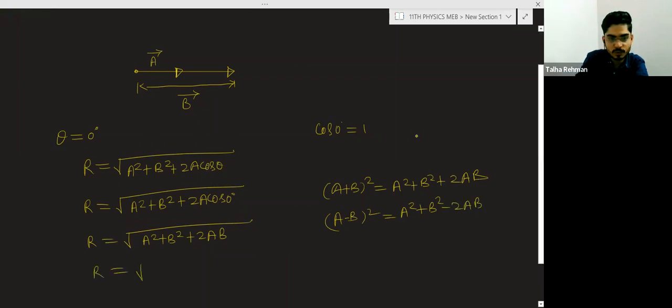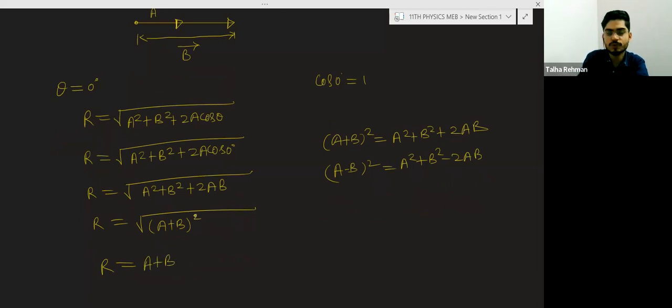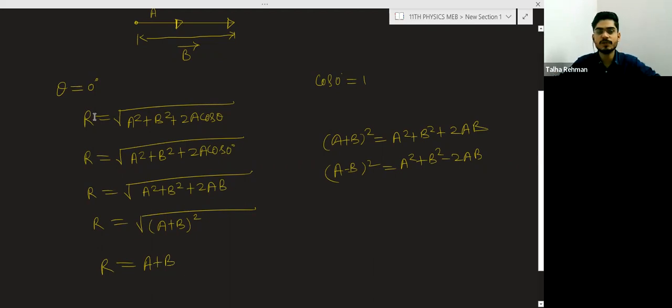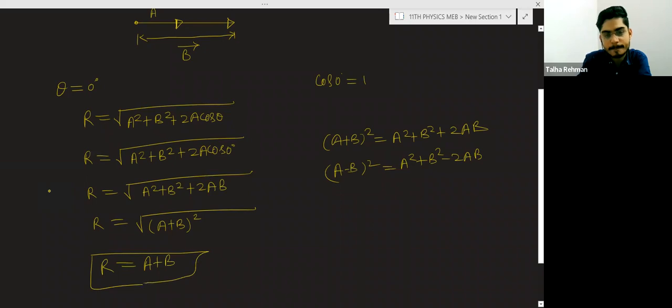So this will become root of a plus b whole square. This root and this square will cancel out. The root will remove the power 2, so your answer will be a plus b. So if two vectors are in the same direction or are parallel, your resultant will be simply the addition of the two vectors, and this resultant will be the maximum resultant. This is the maximum value of resultant, a plus b, when two vectors are parallel.